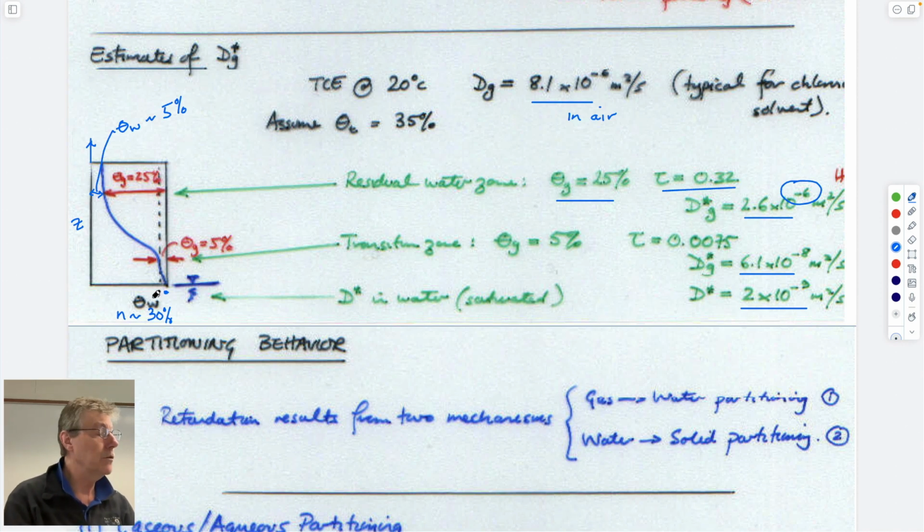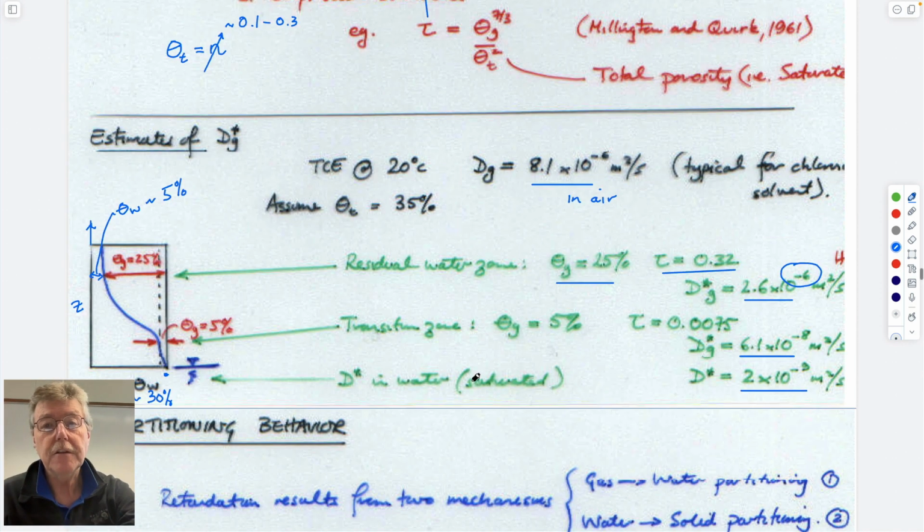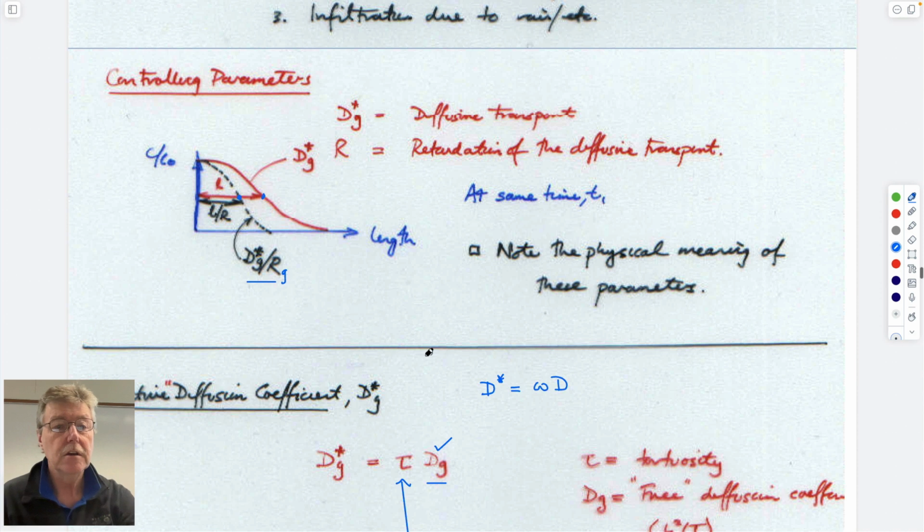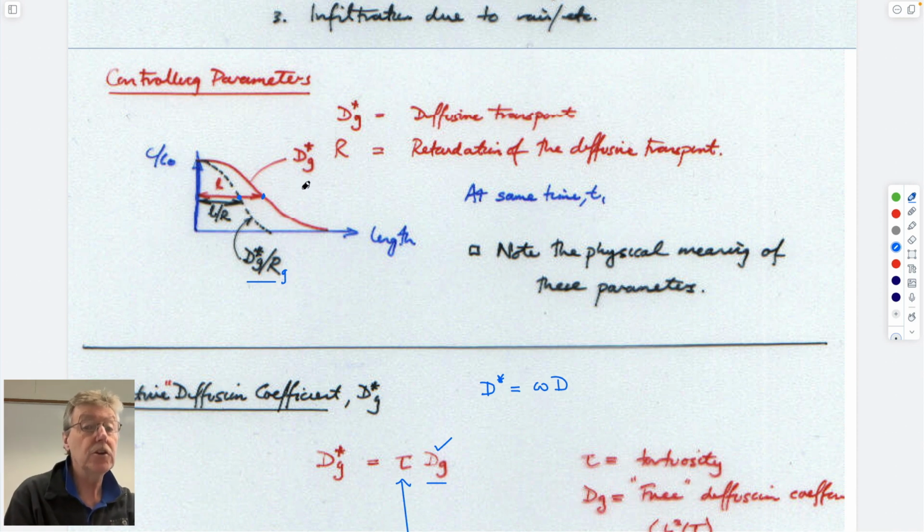So you can calculate what those diffusion coefficients are, and if you know those diffusion coefficients, you should be able to calculate from the probability distribution function exactly how it might travel if it's not retarded, if R is equal to 1, in other words.